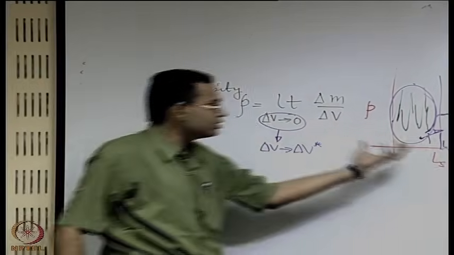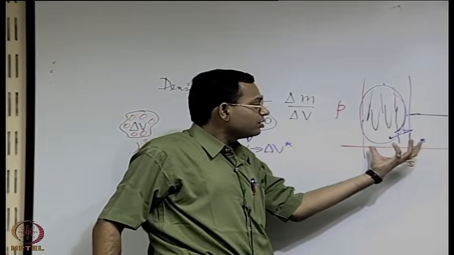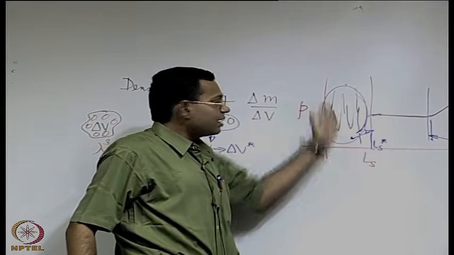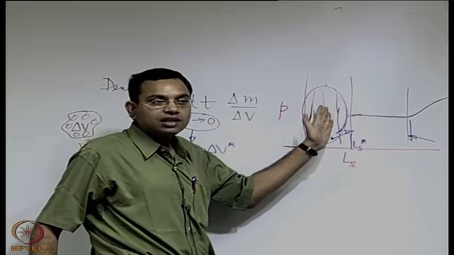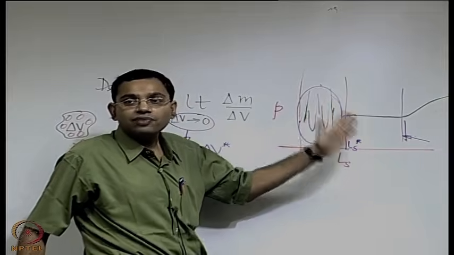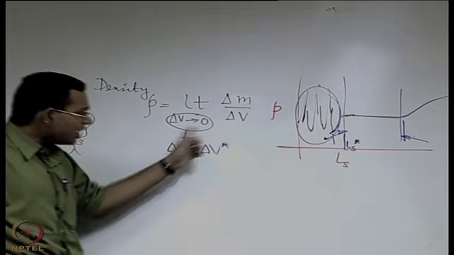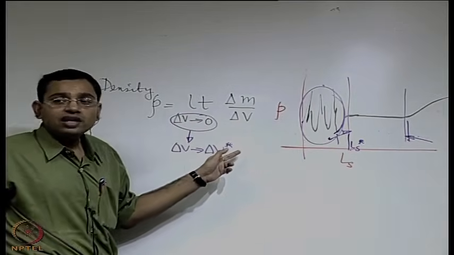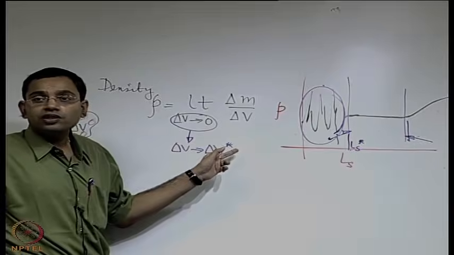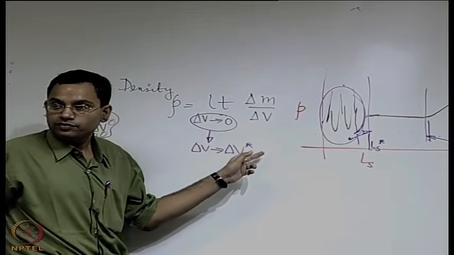So it is a threshold length scale beyond which you are not having such uncertainties and fluctuations affecting your density calculation. So this delta V star, therefore we can say, is the smallest elemental volume over which the continuum hypothesis is valid.